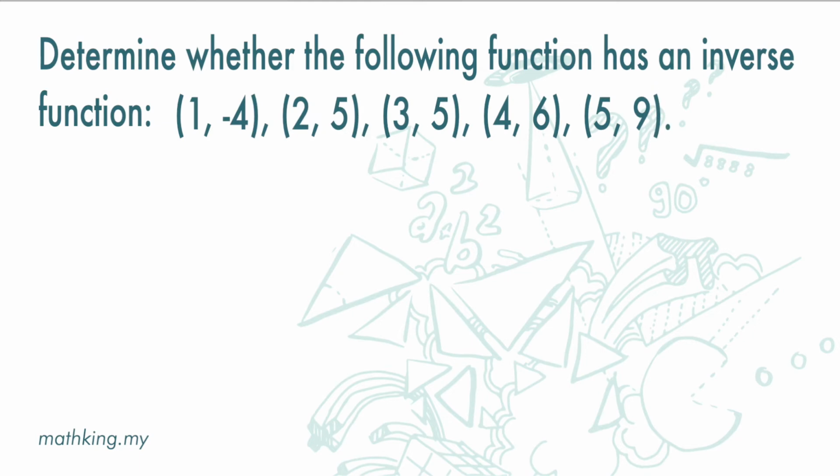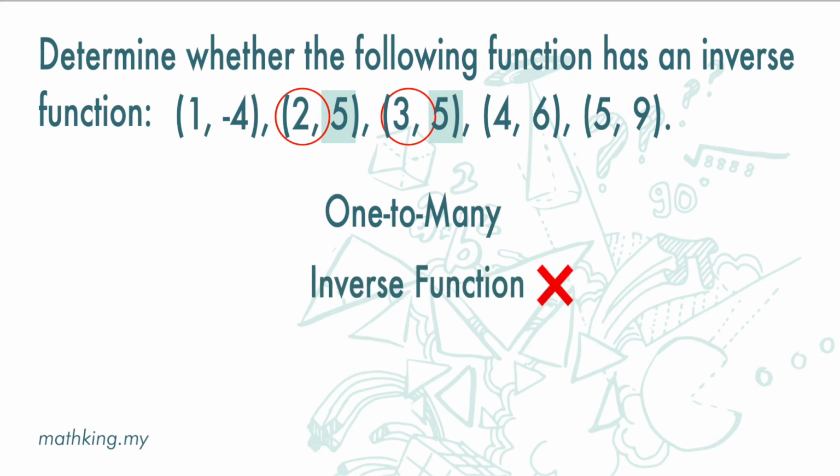Determine whether the function has an inverse function. In these ordered pairs, the ones in front are the objects, and the ones behind are the images. This is a many-to-one relation. 2 and 3 are mapped to 5. But when we inverse the function, we found that it is a one-to-many relation. 5 is mapped to 2 and 3. It is not a function. So an inverse function does not exist here.